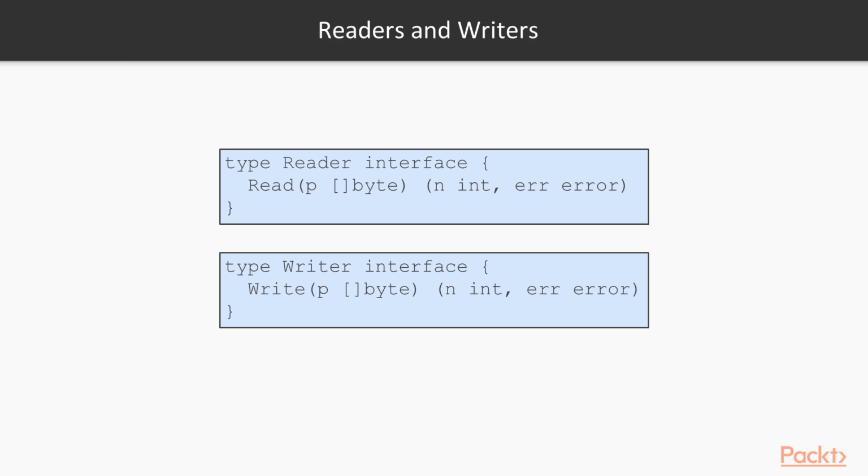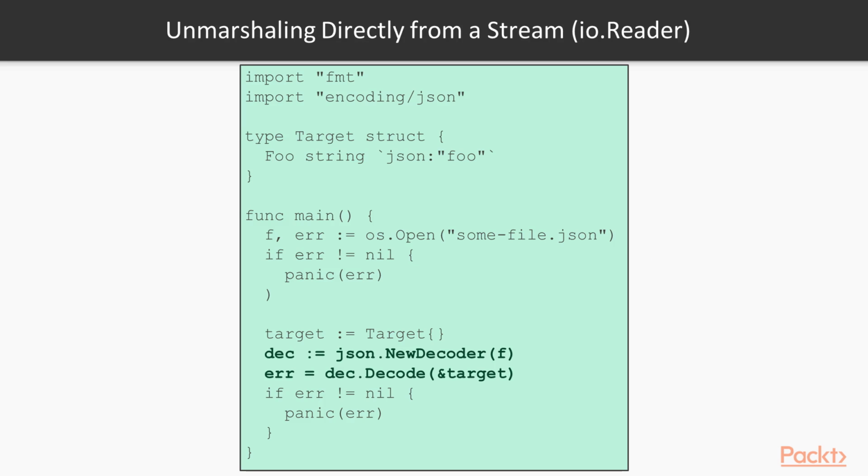In general, input and output streams, like files and HTTP messages in Go, are represented using the I/O reader and I/O writer interfaces. Many functions accept readers or writers as parameters without actually having to concern themselves with the actual implementation of these interfaces. And this is how decoding JSON from an I/O reader object might look like.